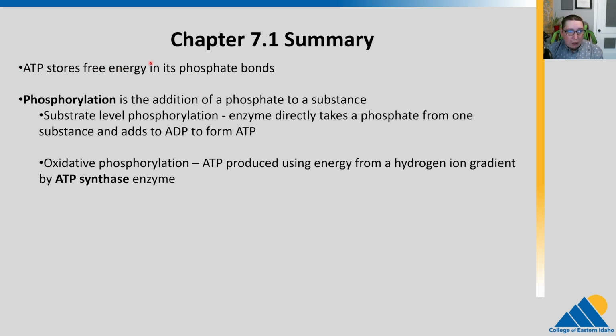ATP is going to store energy in its phosphate bond. So this is a little bit longer term storage in the cell. To do that, to make ATP, we're going to need to have phosphorylation occur. That's addition of phosphate to a substance. We have substrate level phosphorylation. An enzyme directly takes a phosphate from one thing and adds it to ADP to form ATP. Oxidative phosphorylation, on the other hand, ATP is produced using energy from a hydrogen ion gradient, and it flows through ATP synthase, which will add inorganic phosphate just to ADP to form ATP. Okay, that is it for 7.1.